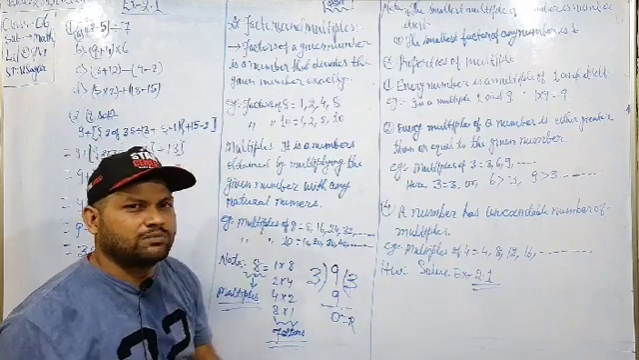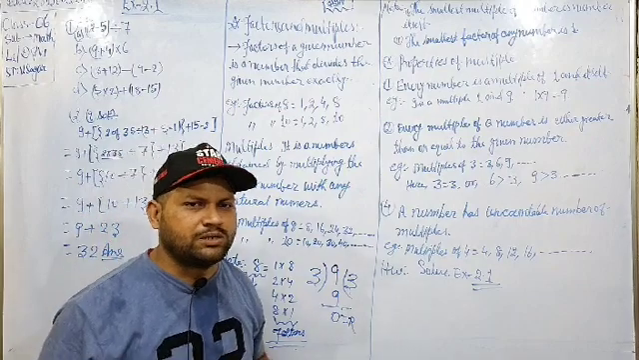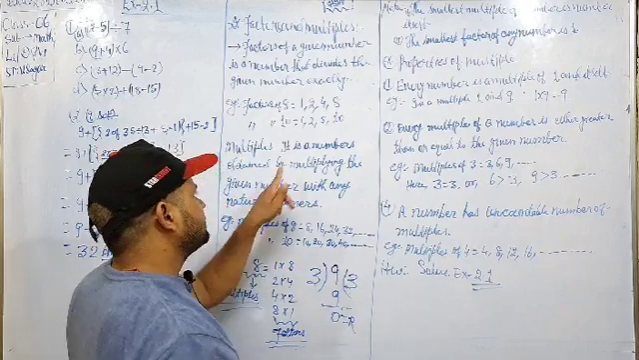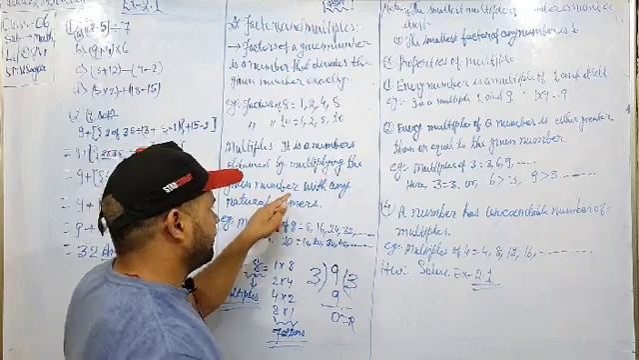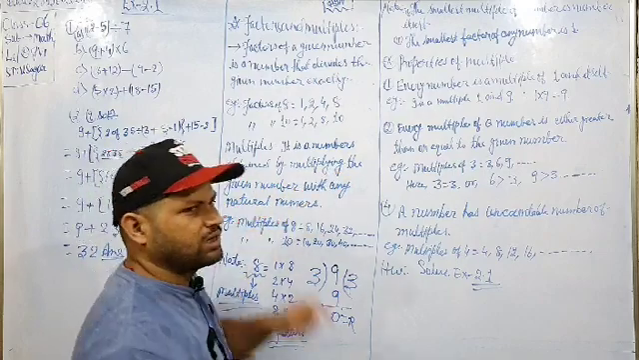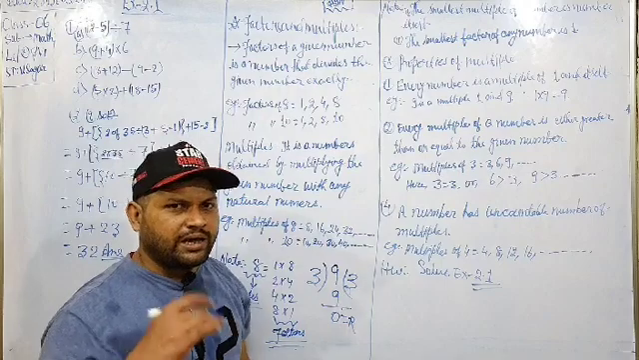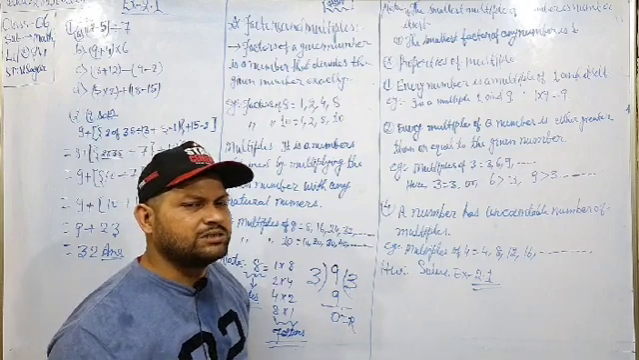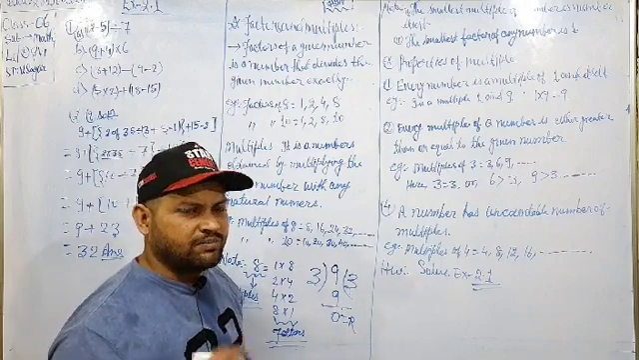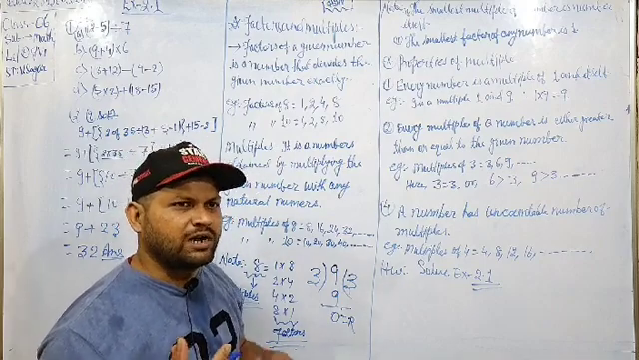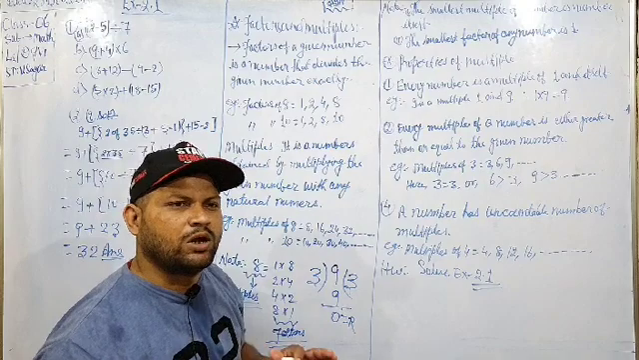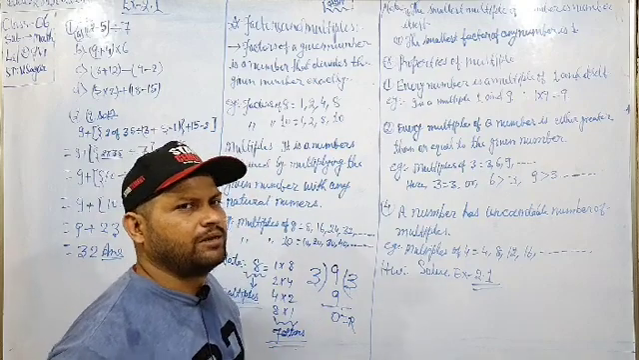Now what are multiples? You know about multiples. A multiple is a number obtained by multiplying the given number with any natural number. When a given number is multiplied with any natural number, the product obtained in this way is called a multiple of that given number.